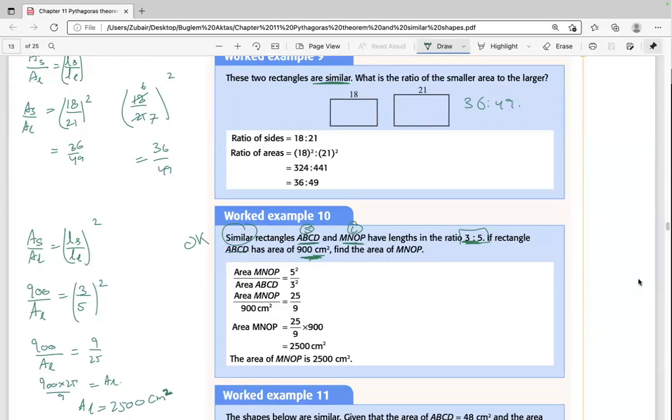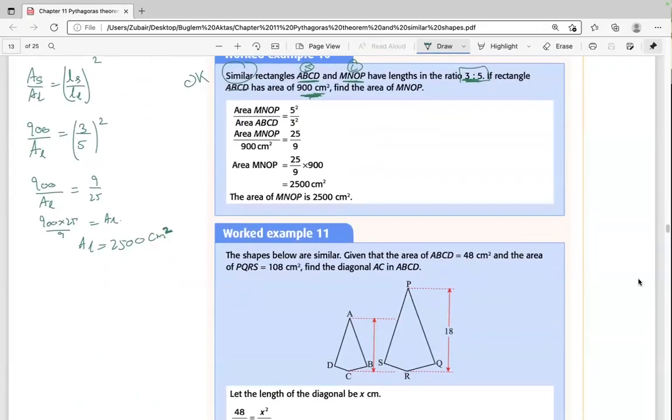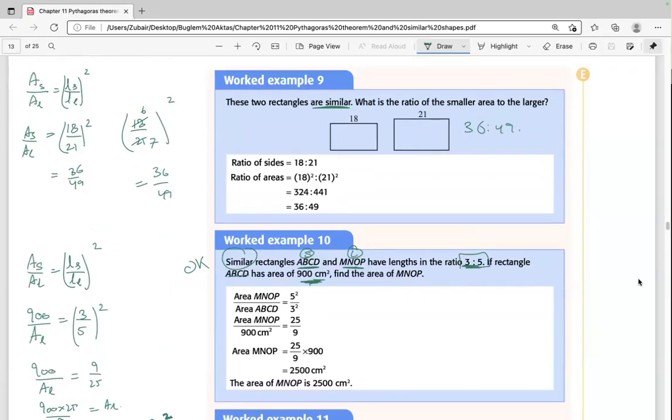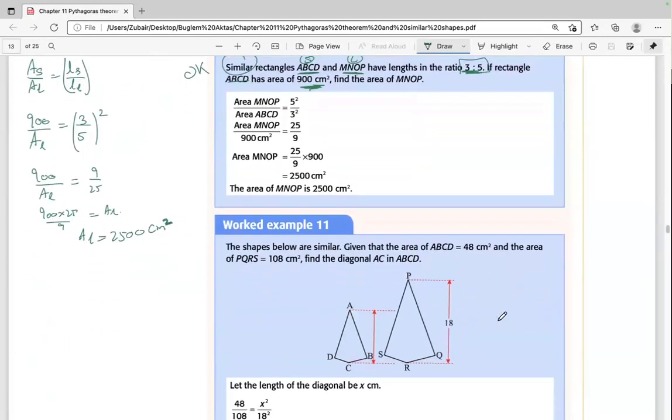Clear? Yes. Now see, the shapes are changing. We started with the rectangles. Now this is a kite shape, and not a perfect kite because SR is somehow smaller than RQ. So let's say a quadrilateral, a four-sided figure.